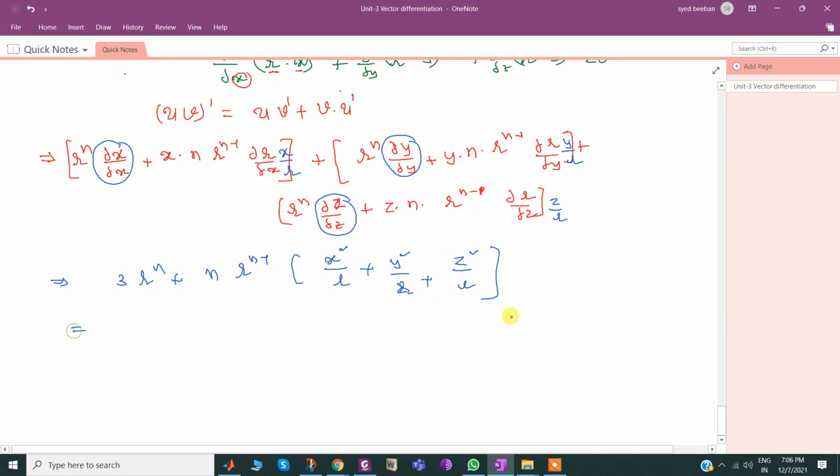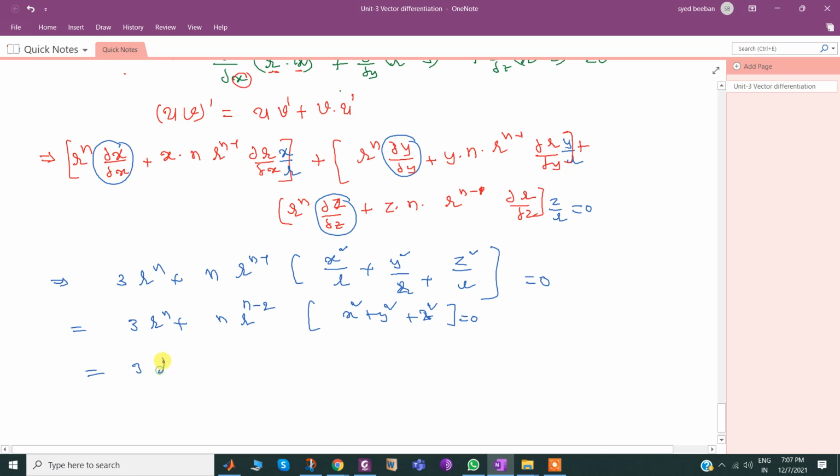Now further simplification, equal to 0. Please do put equal to 0, because it was given clearly that it is a solenoid. Solenoidal means div of the vector is equal to 0. So based on that I may write 3 r^n plus n times r^n by r, which can be written as r^(n-2) times (x² + y² + z²), equal to 0. Further, x² + y² + z² can be rewritten as r².